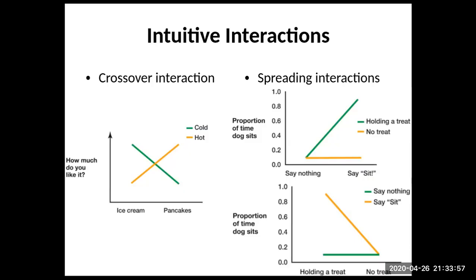Pancakes are usually a dish best served hot. So as you can see on the right, when it's hot, pancakes are liked a lot more. When they are cold, the pancakes are not liked very much. So there is an interaction. The lines are not parallel. If the yellow and the green lines were parallel to each other, there would be no interaction. But because they are not parallel, in this case, they're crossing over. Ice cream's best liked cold, pancakes are best liked hot. Neither are liked in the opposite fashion.